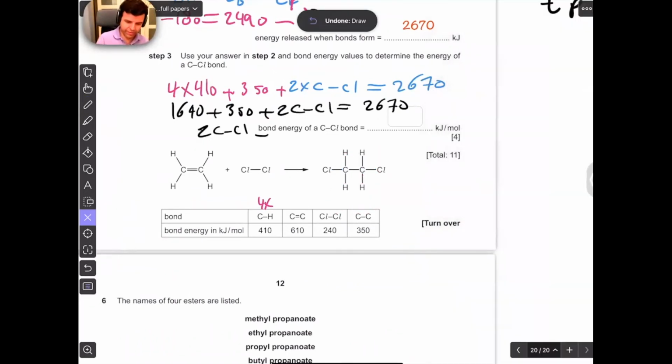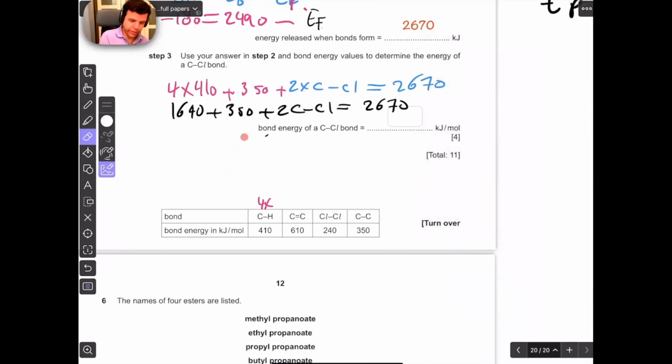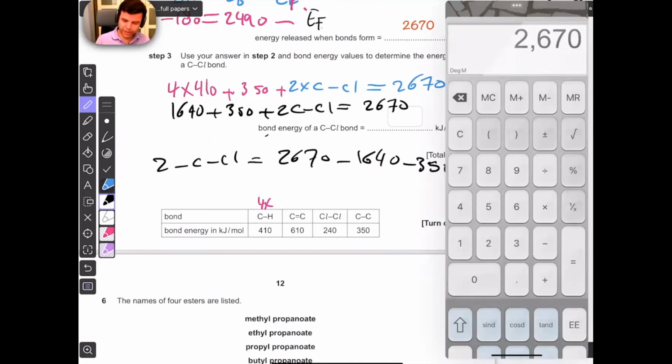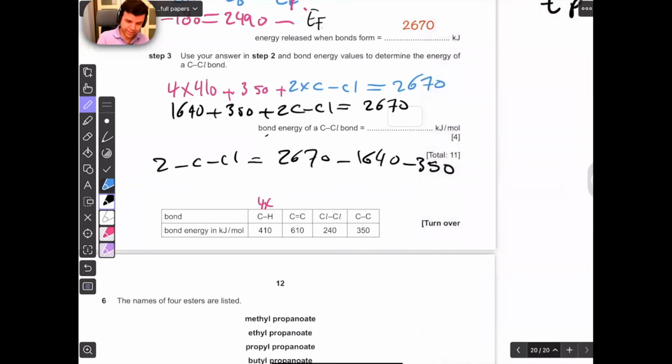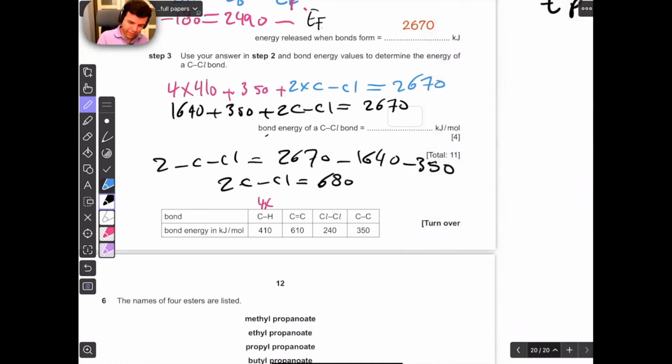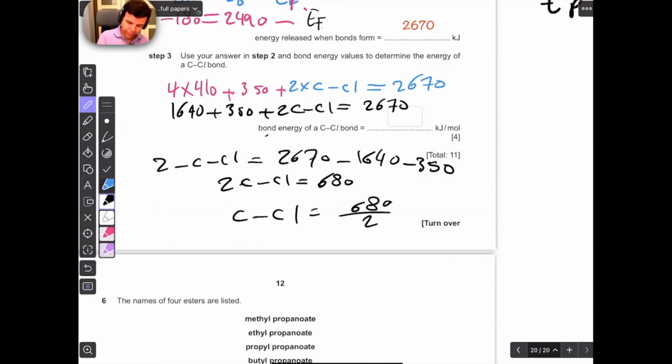Just going to clean up this mess here. Here we go. So 2 CCl equals to what? Equals to 2670 minus 1640 minus 350, right? Altogether, let's do it. 2670 minus 1640 minus 350 altogether is 680, right? So 2 CCl is 680. So 1 CCl bond is going to be equal to 680 divided by 2, which is 340, right? Is it clear?